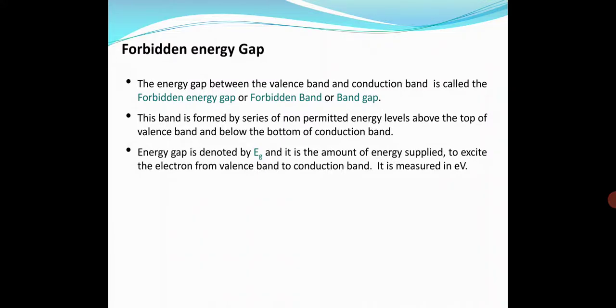Now what is the forbidden energy gap? The energy gap between the valence band and conduction band is called the forbidden energy gap, forbidden band, or simply band gap. This band is formed by a series of non-permitted energy levels above the top of the valence band and below the conduction band. Remember this. In this region not a single electron can stop, because there is no energy level where an electron is permitted to stop. The energy gap is denoted by Eg.